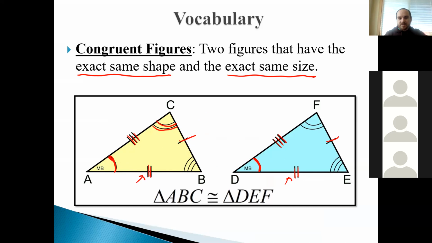Same with these angles here, C and F, and E and B. This is how you tell that these shapes are the same. These congruency marks tell us that this angle is the same as this angle, all the angles are the same, and all the side lengths are the same. And that's really important. You can also have congruency marks in the same shape. So like if I have one line through this one and one line through this one, that means that these two side lengths are the same as well. It works both ways.